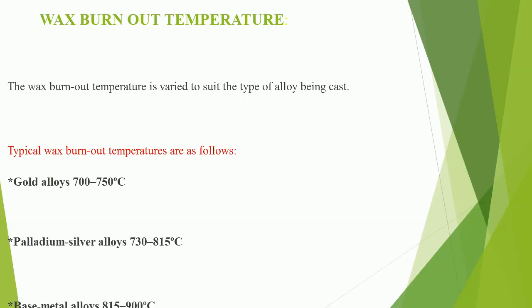Wax burnout temperatures are basically according to the type of alloy that is being cast. For gold alloys, 700 to 750 degrees Celsius is the temperature. For palladium silver alloys, it's about 730 to 815. And the base metal alloys are cast at the highest temperatures, around 800 to 900 degrees Celsius.